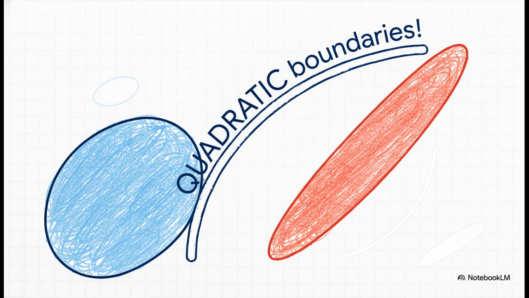We get quadratic boundaries. We're not talking about straight lines anymore. The line that separates our classes can now be a curve. It could be an ellipse, a parabola, or a hyperbola. And this makes total sense, right? If you have more complex data shapes, you need a more flexible, curvy boundary to separate them. And this method, very appropriately, is called quadratic discriminant analysis, or QDA.